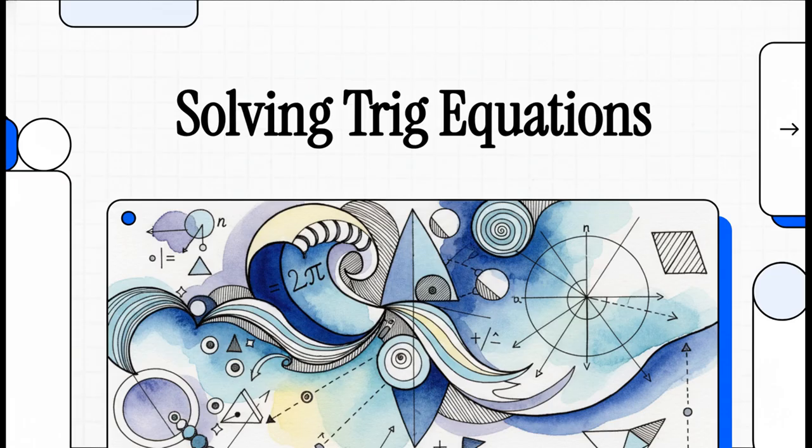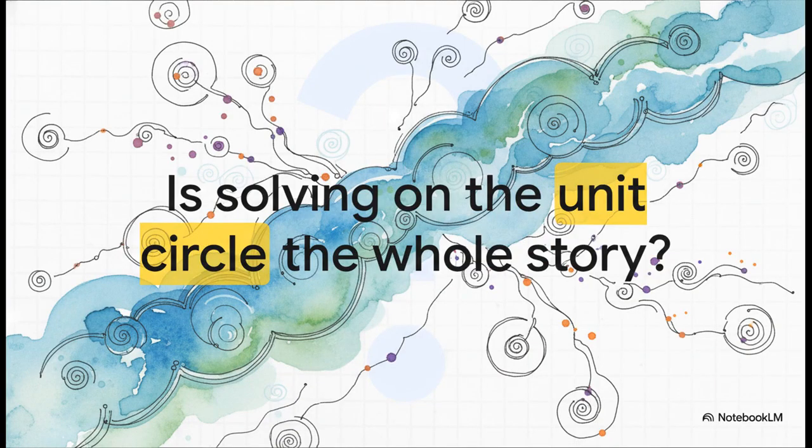Let's dive in. You've probably gotten really good at finding angles on the unit circle. You know that sine of pi over 4 is the square root of 2 over 2? Fantastic. But look at this question. Is that the whole story? What if I told you that one answer is just the very first piece of an absolutely infinite puzzle?